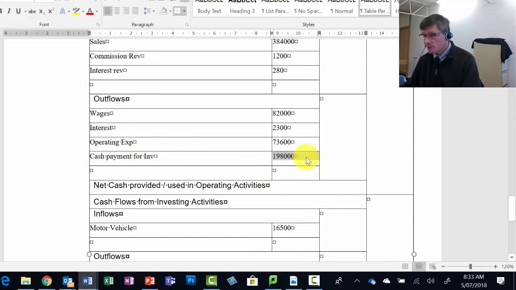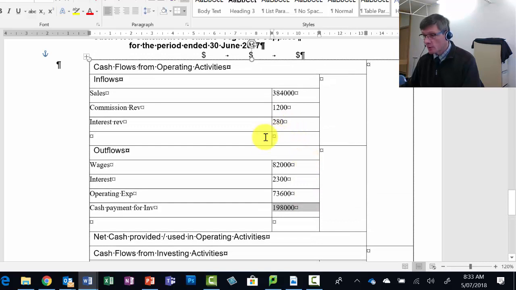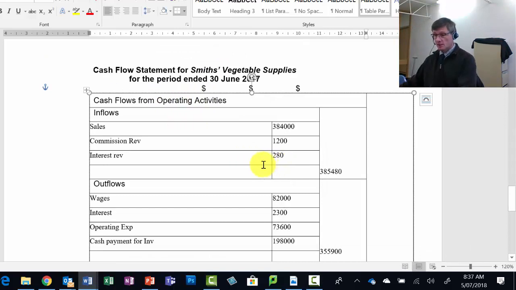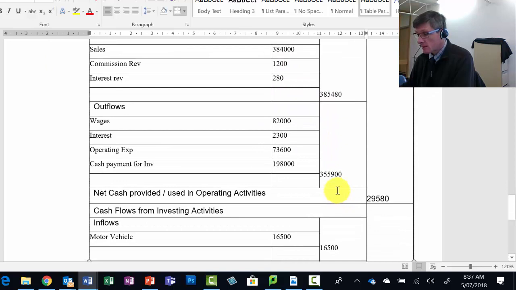So now what I'm going to do, I'm going to pause while I'm doing all my adding up for each one of these sections, all the ins and outflows for the three sections of the cash flow statement. Back in a moment. Okay, I'm back. I've done some calculations. So you can see my total inflows here. Calculating all those together is 385,480. From that I have to take away my outflows, which consisted of these things. So my net cash provided used in operating activities is the difference of those two figures. So that minus that gives me that.